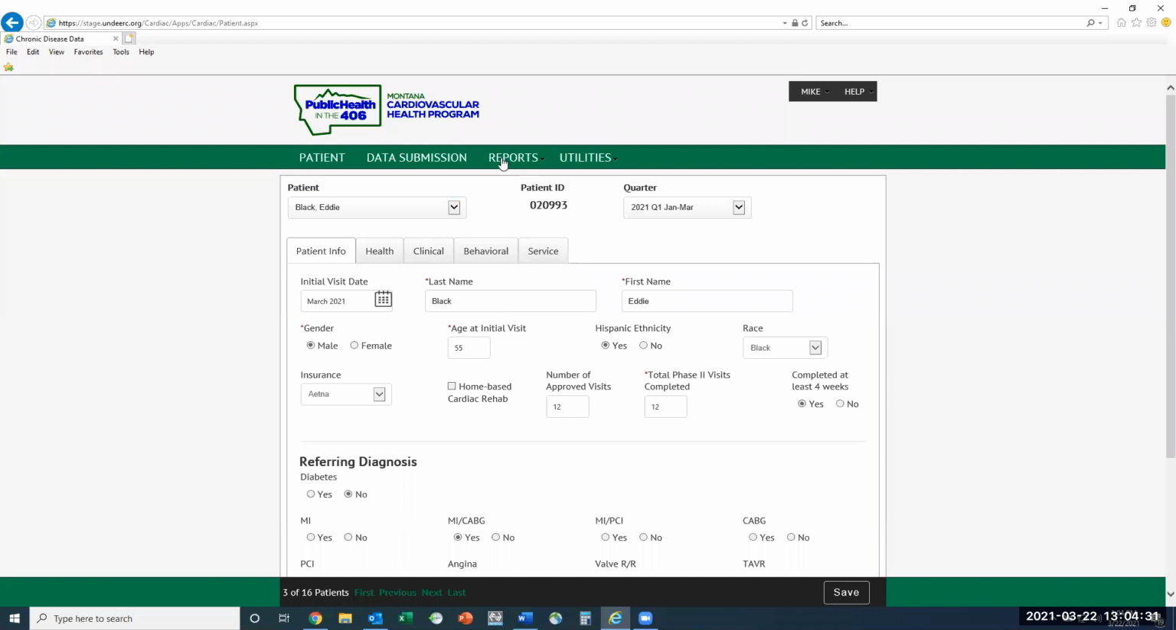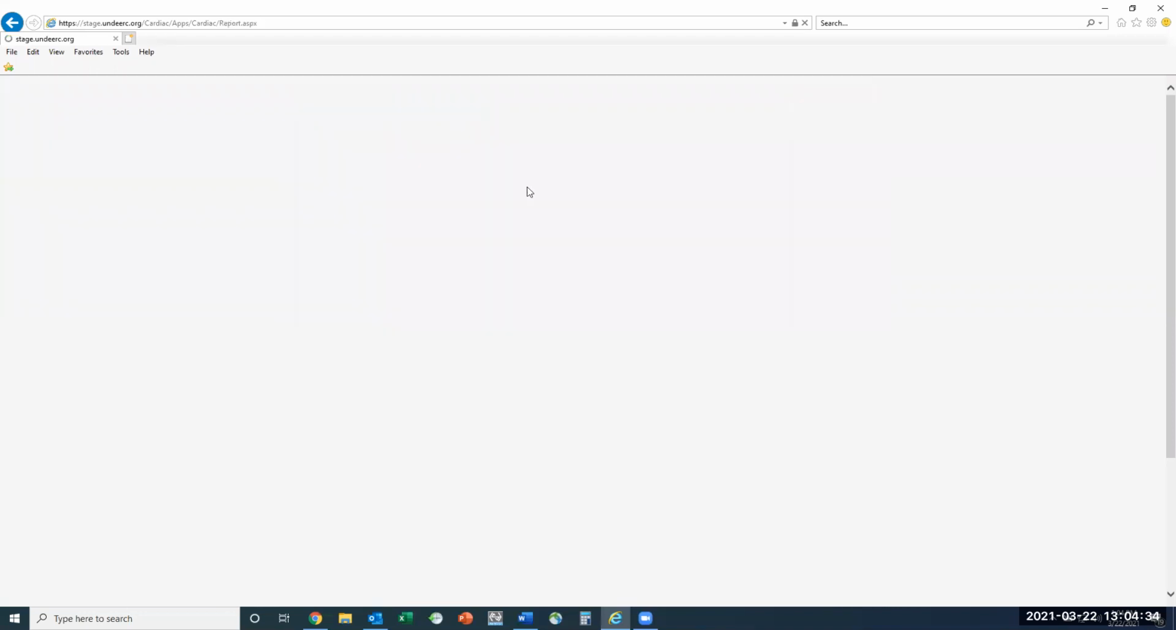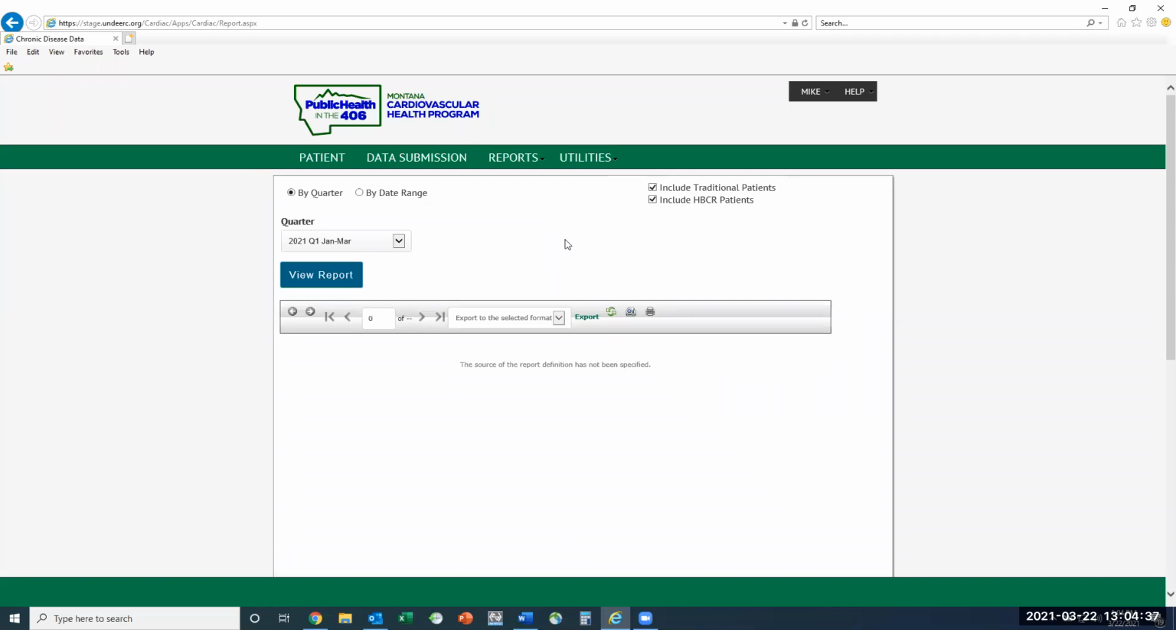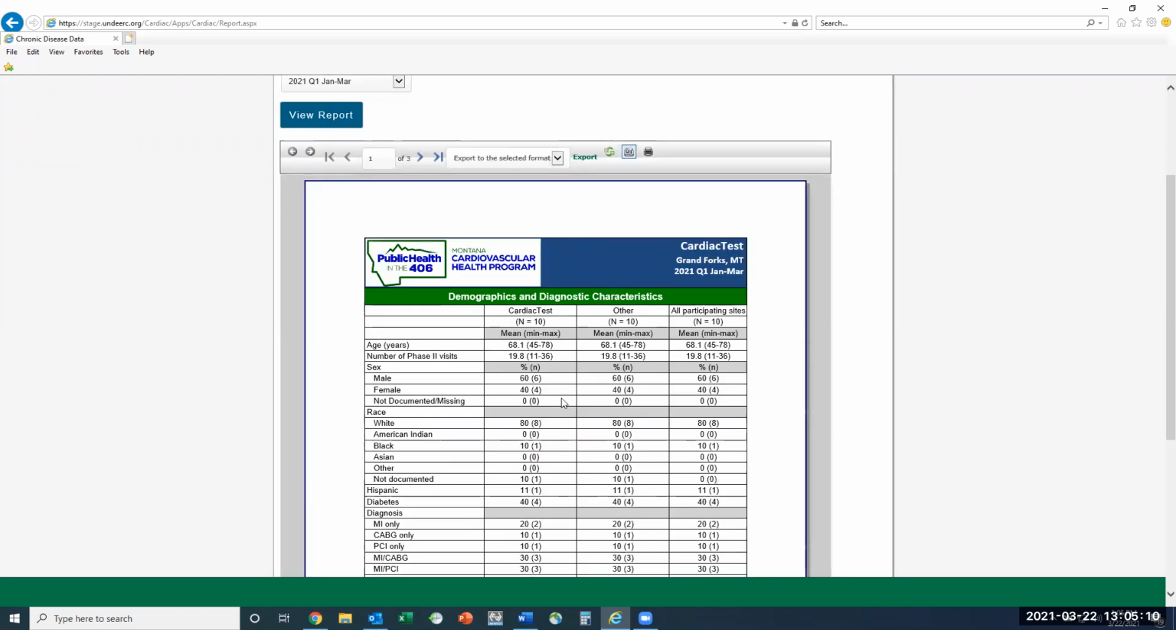Okay, and then that kind of goes hand in hand with the reporting functionality that changed because of this as well. When you get into the reporting tab, you have the opportunity to include all of the patients. The traditional are your center-based patients, and then the hybrid or the home-based patients are here. With both of these clicked, we're going to get the report that encompasses all of those patients. If I wanted to run a report just with those who are hybrid patients, I would unclick the traditional patients, and then the report would only have those home-based or hybrid patients' data in here.